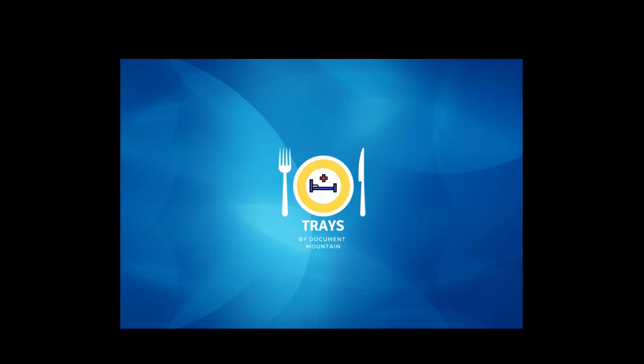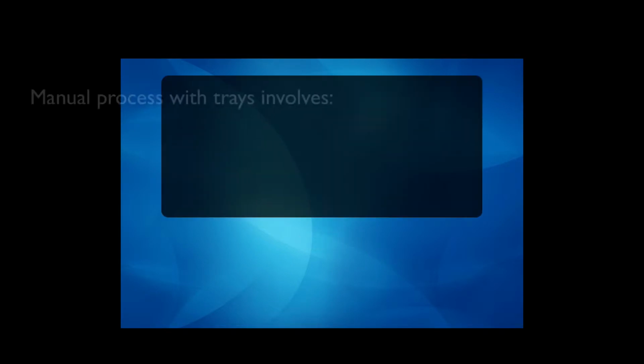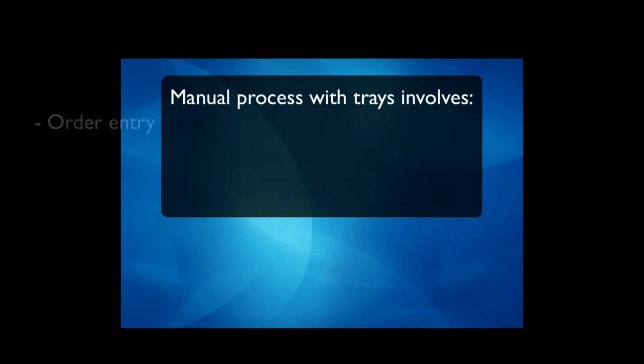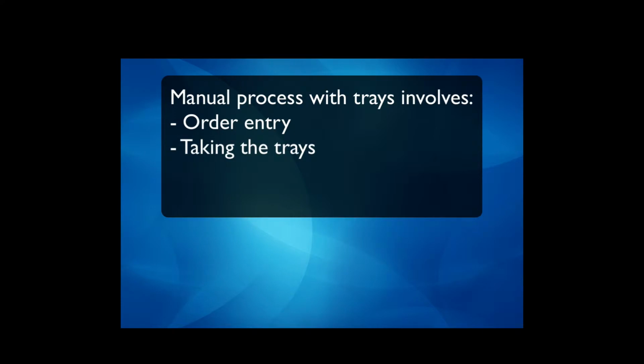In this video, we are going to look at transforming the first two steps of the tray process. Now, the first step is the order entry process when the orders come in. The second is the taking of the trays.